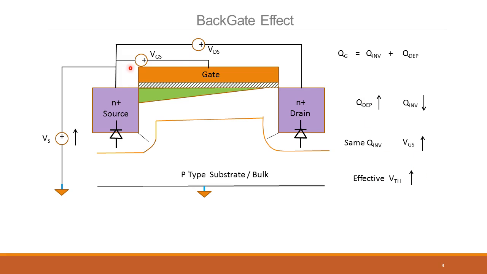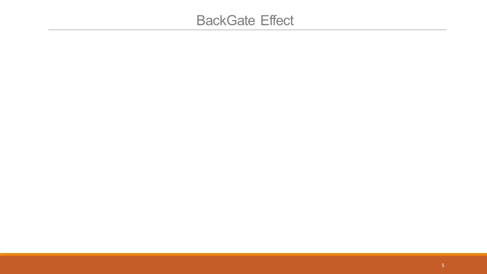This effectively means that the VTH has increased. To get to the same QINV now, when the VS increases, I have to increase VGS, which effectively means my threshold voltage has increased. Okay. This effect is known as the backgate effect. The threshold voltage increase because of the reduction in the inversion charge due to the increase in the VSB voltage is known as the backgate effect.